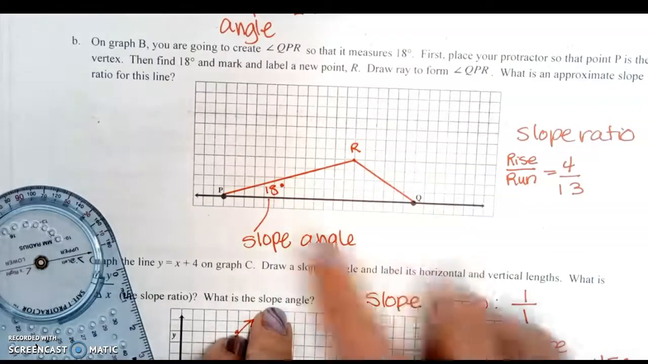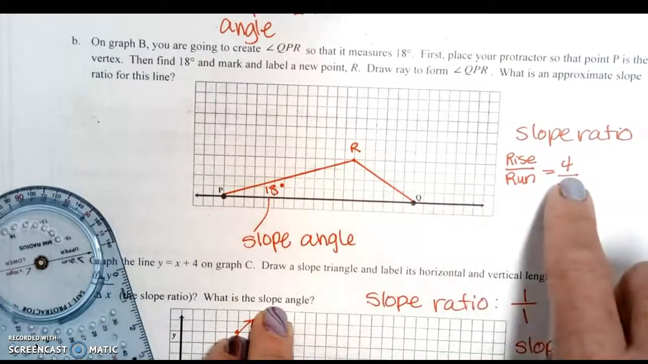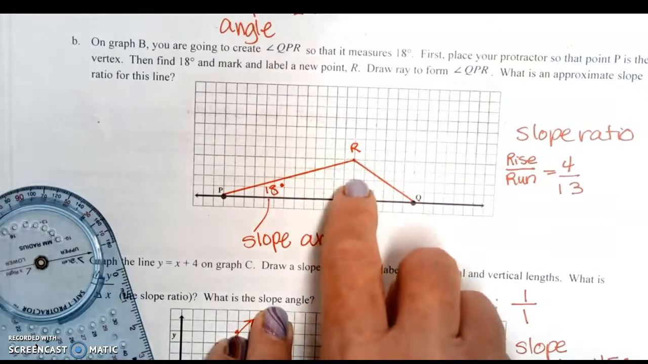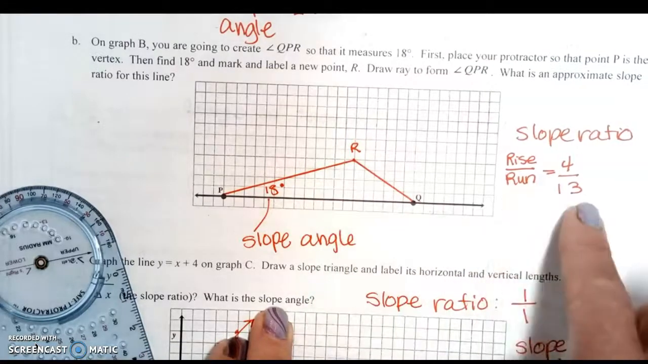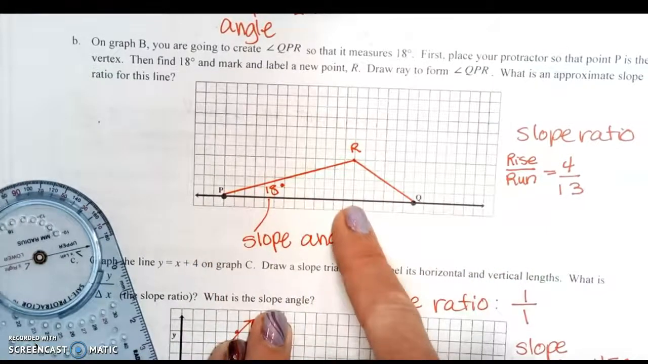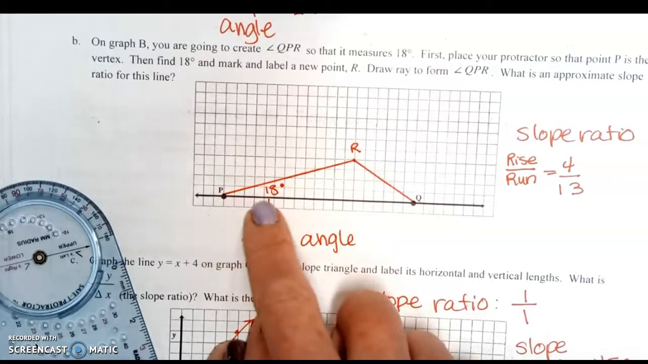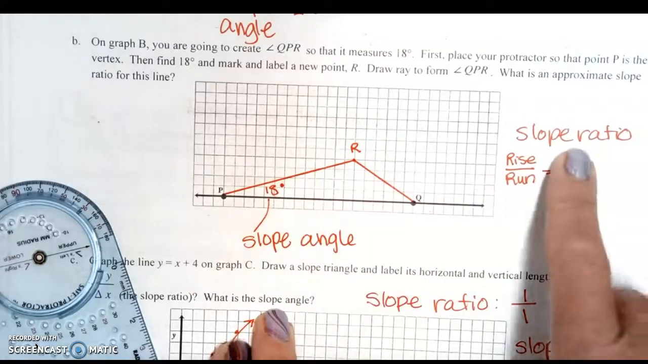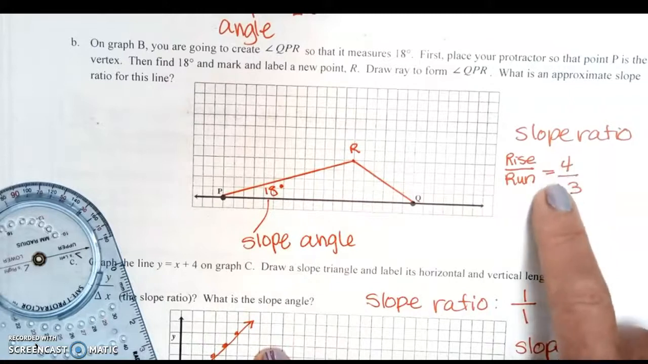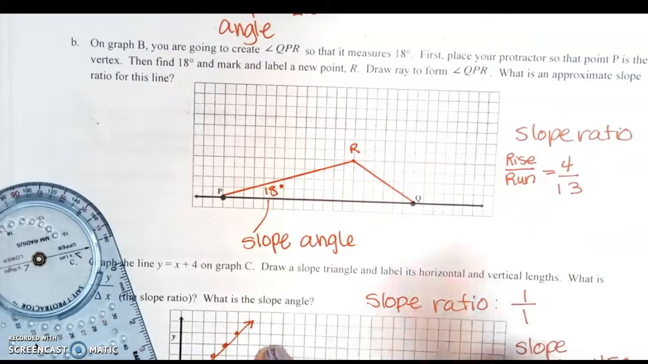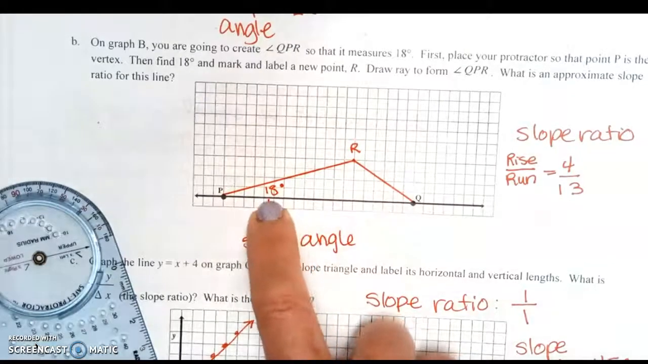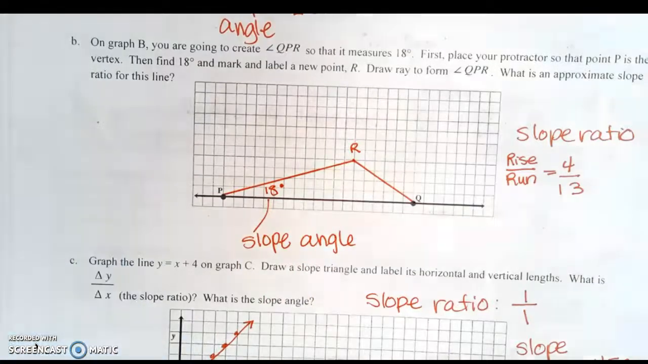and that's going to give you approximately 18 degrees. From P to R, you're going to have a rise of 4 units. So from this line up to R is 1, 2, 3, 4. And your run is going to be this direction, 13 units. 1, 2, 3, 4, 5, 6, 7, 8, 9, 10, 11, 12, 13. That's going to be your slope ratio of 4 to 13. And your slope angle is going to be approximately 18 degrees. Any questions on part B?